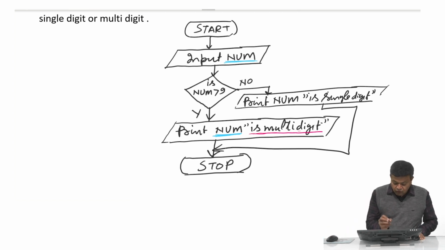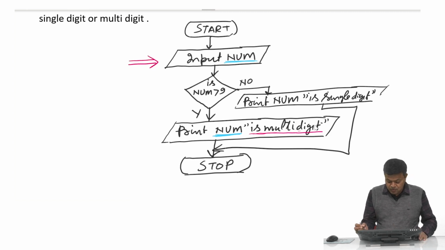Okay. So, first of all, we ask user to input a number. So, this NUM will get a value whenever this program gets executed. User will be entering a number, and that number will be placed inside NUM. So, is NUM greater than 9? Yes, if my number inputted is greater than 9, then I am printing a message NUM, the value of it will be printed, is multi digit. Otherwise, I am printing NUM, its value will be printed, is single digit.